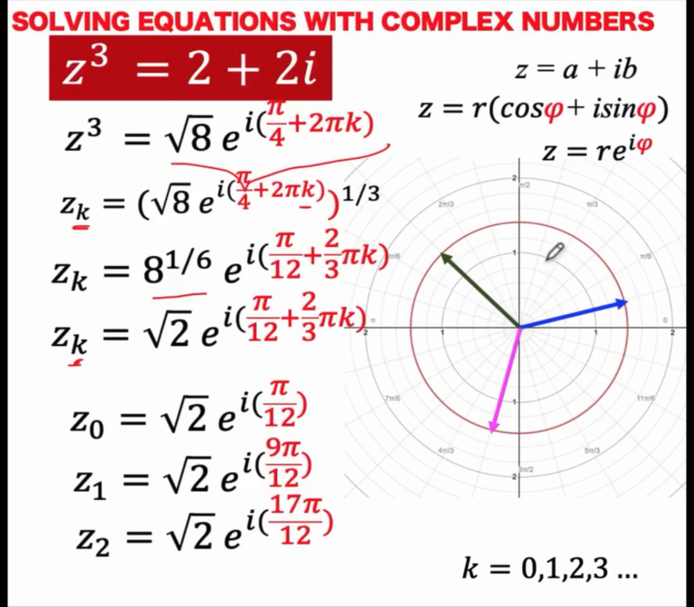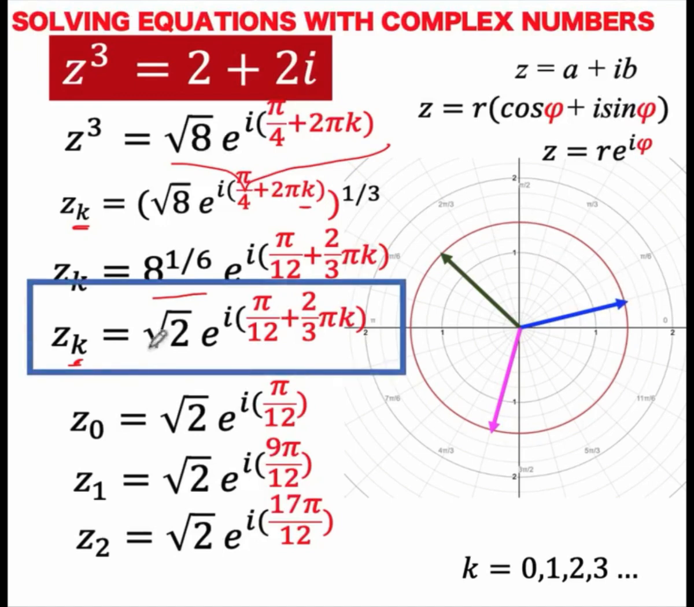And so for our final answer now, this is our general solution to this equation, z cubed equals 2 + 2i, and our solution is z sub k is equal to the square root of 2 e raised to i times (π/12 + 2/3 πk), where k is equal to 0, 1, 2, 3, and so on.